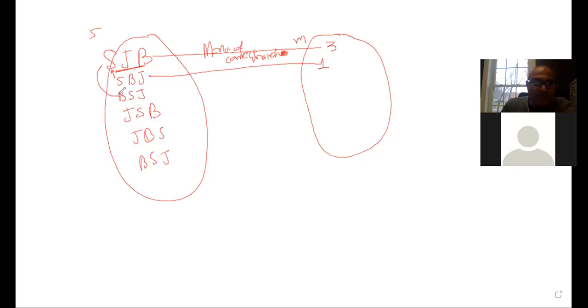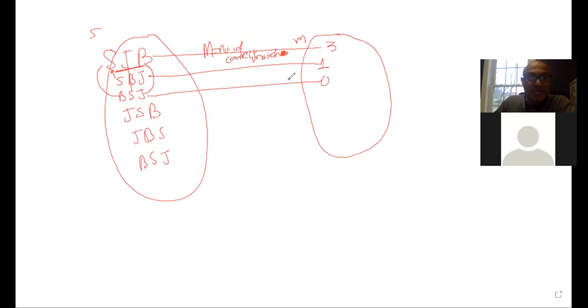Here B with S, then S with J, and J with B. So none of them is matching. So I would say that the third one will go to 0. Let me just double check. Let me verify if I wrote all my sample space in the right order or not.